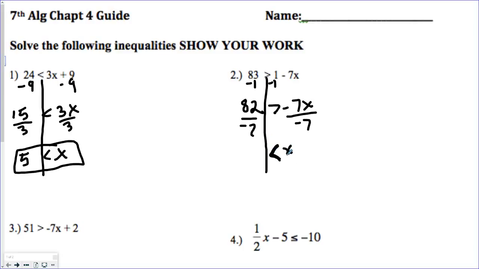And I'm going to have x bigger than negative 82 sevenths, which is some decimal number. I'm just going to leave it as a big fraction and have this as my answer. So again, you only flip if you're dividing or multiplying by a negative. In this case, I divided by a negative 7, so I move it by flipping the sign.